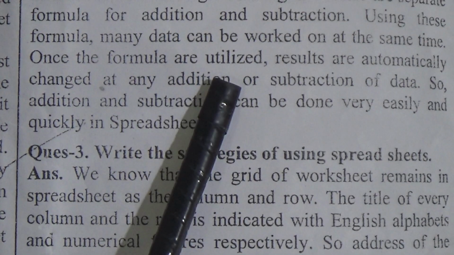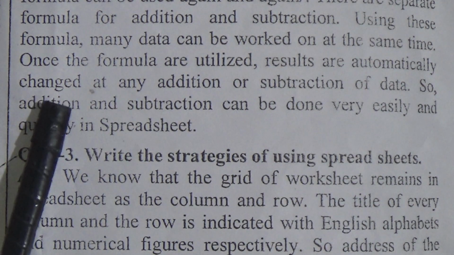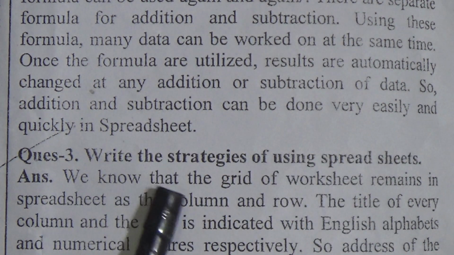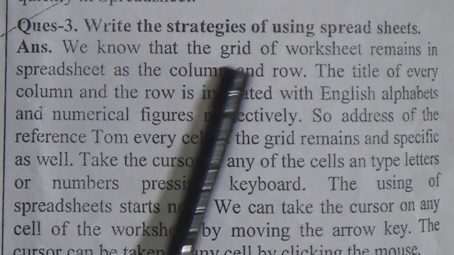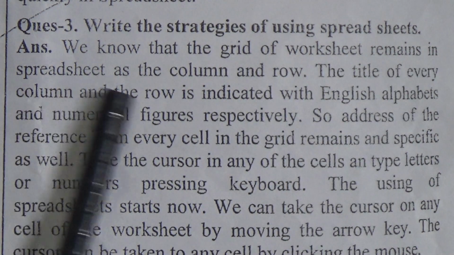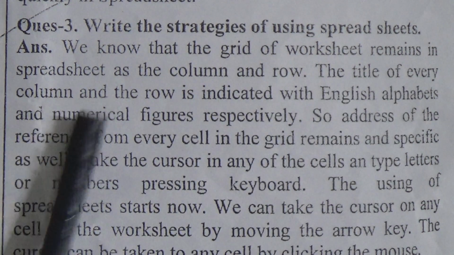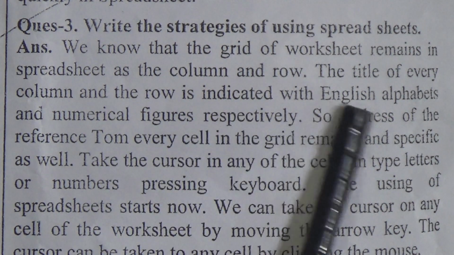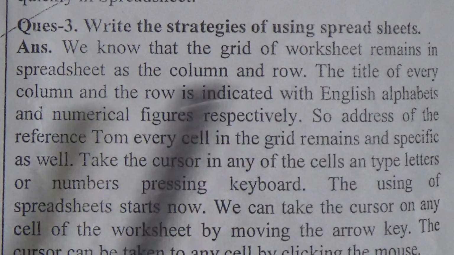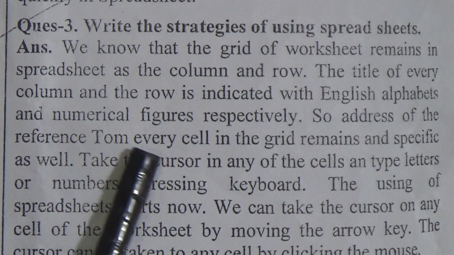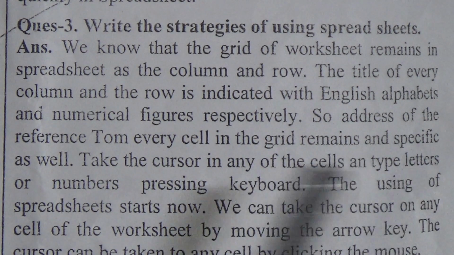Once the formulas are utilized, results are automatically changed at any addition or subtraction of data. So addition and subtraction can be done very easily and quickly in spreadsheet. Now question number 3. Write the strategies of using spreadsheets. Answer: we know that the grid of worksheet remains in spreadsheet as the column and row. The title of every column and the row is indicated with English alphabets and numerical figures respectively. So the address or reference of every cell in the grid remains specific as well.